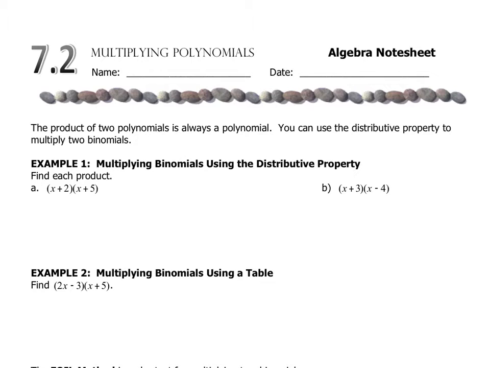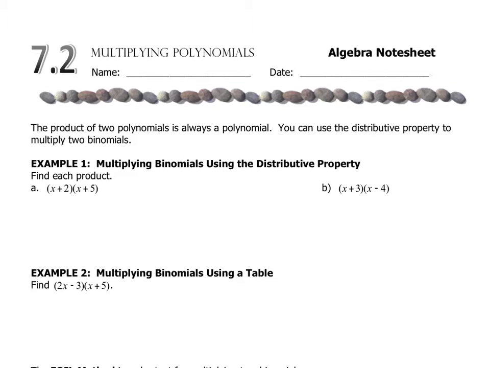Today we're talking about the multiplying of polynomials. So the product of two polynomials is always going to be another polynomial. Remember, polynomials are things that have multiple terms. So we can use the distributive property to multiply two binomials. So here's the first example.